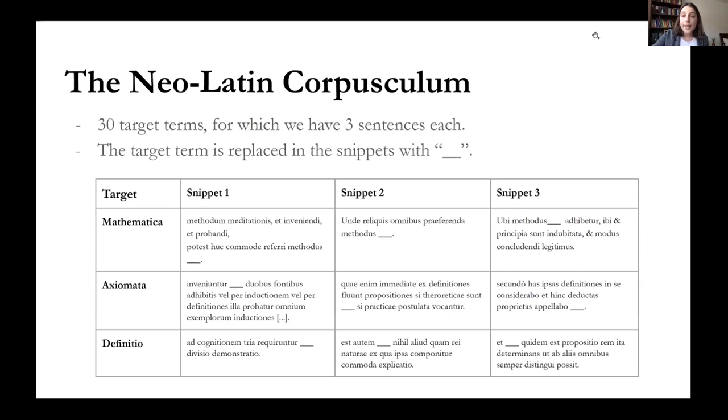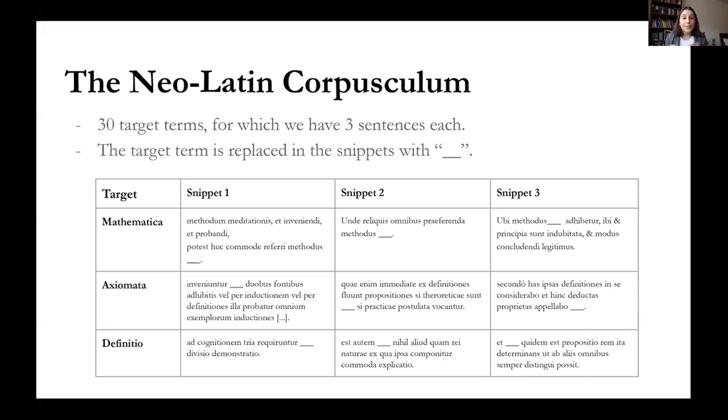So let's take a look at our data set. Because we are working with tiny data, in our test case we decided to test the performance of a method that is specifically designed for constructing distributional semantic models of tiny data, called Nonce2Vec, which was created by Aurélie Herbelot and Marco Baroni. Nonce2Vec is designed to learn from a single or a few definitional sentences. Therefore, we constructed a dataset that consists of 90 definitional sentences for 30 target terms.